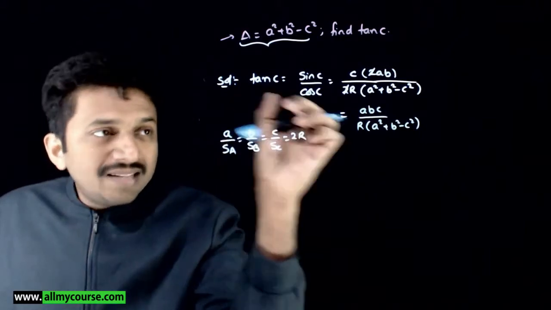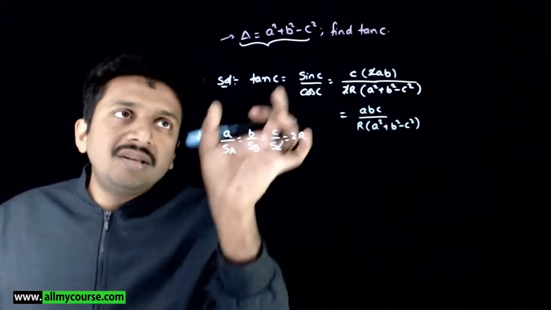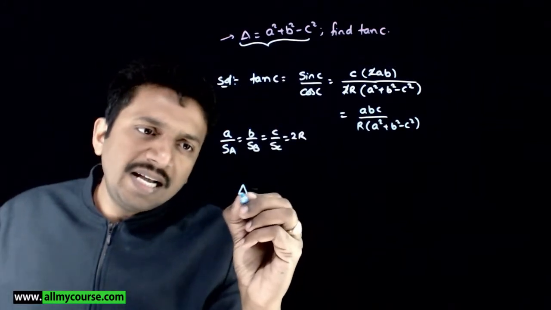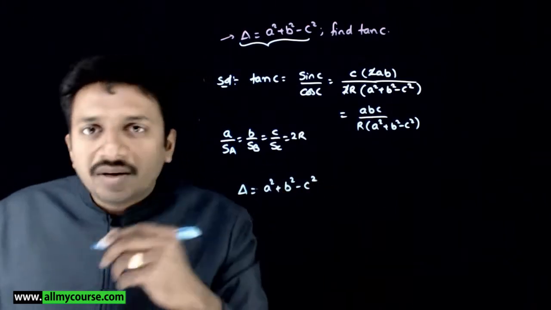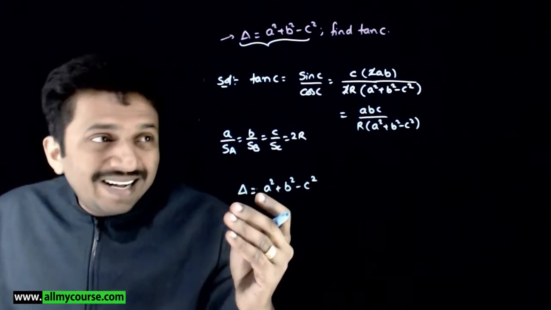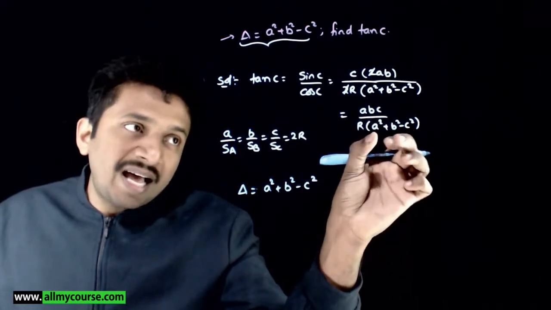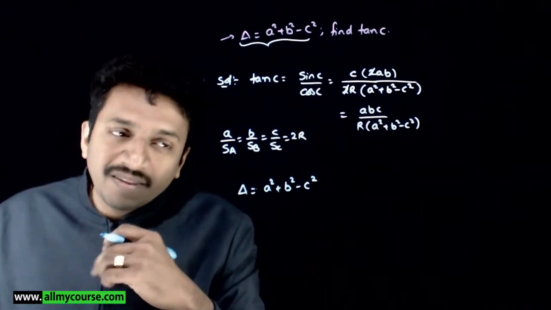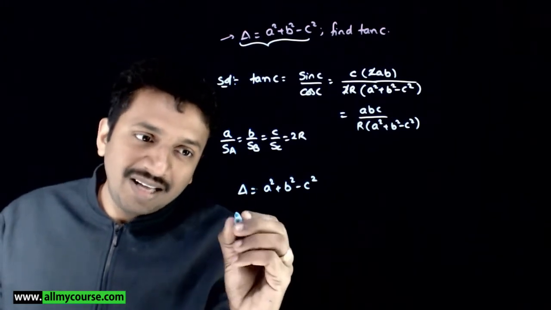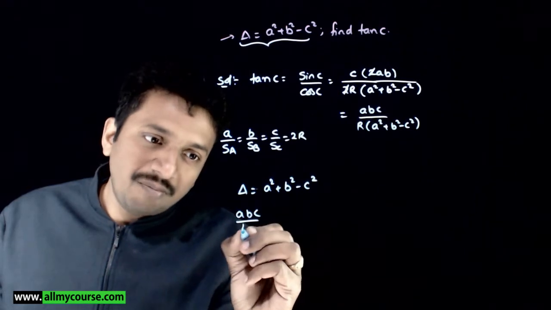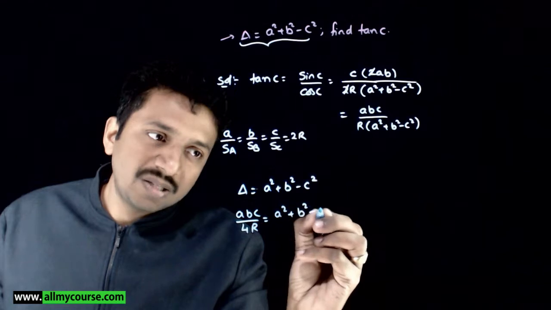That means if you want tan c, you need to effectively find this. Now what is the given information? The given information is delta is equal to a square plus b square minus c square. And what is the formula for delta in terms of capital R? Because tan c is in terms of a, b, c and r and a square plus b square minus c square. We know that the formula for delta is abc by 4 times capital R is equal to a square plus b square minus c square.